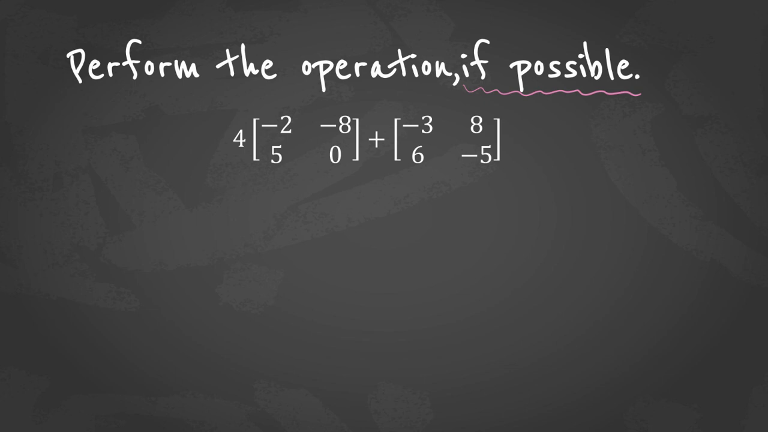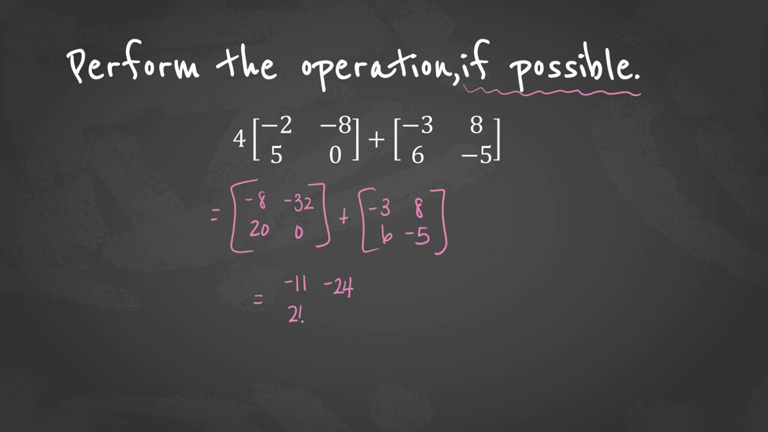So my order of operations tells me to multiply the first one by 4 and then to add them together. So I'm going to go through and multiply this first one by 4 really quick. There we go. And then I'm going to add it to this second one. And then I'm going to get a solution. So when I add -8 and -3, and then -32 plus 8, and 20 plus 6, and 0 plus -5, and there is my final matrix. So remember your order of operations, okay? Parentheses, then exponents, then multiplying or dividing, and adding or subtracting, all right?